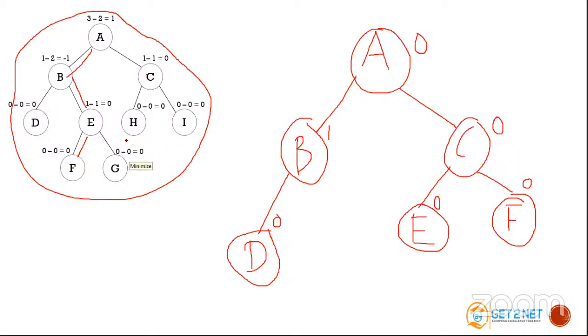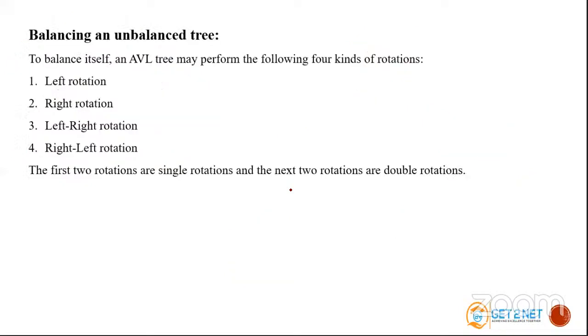So if the tree is not balanced, then what do we have to do? We have to balance it. We need to balance the tree. Only then can we say that it is a height balanced tree or a balanced binary tree. So to balance it, there are certain rules. Let's see what they are.